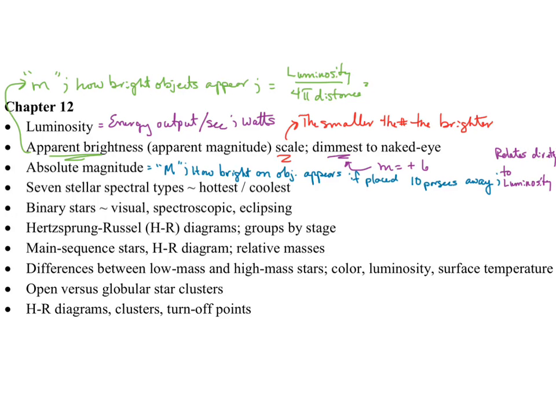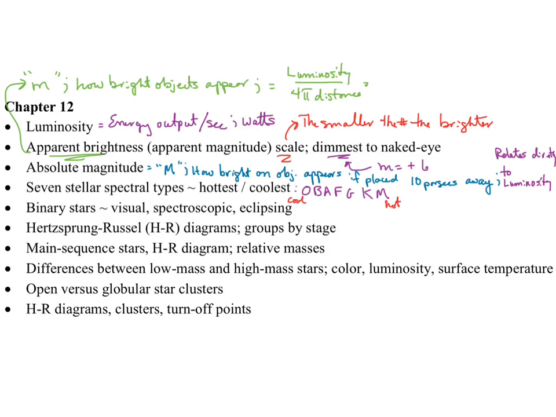And then we get to the 7 spectral types, and that is the "Oh Be A Fine Guy, Kiss Me," where O is the hottest and M is the coolest. But make sure O is bluest, and M is the reddest. You got it. Very good.